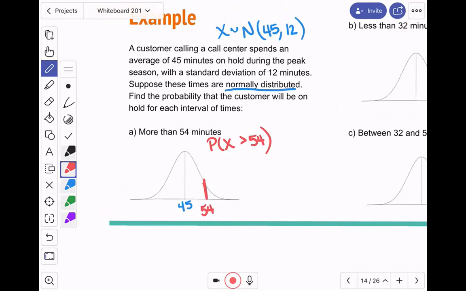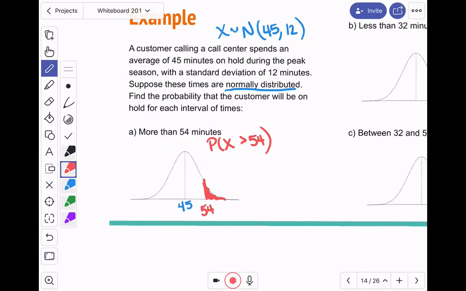And in particular, what kind of area am I looking for? Left, right, or between? To the right. It says more than 54. The symbol says greater than. So I'm going to shade to the right of the curve. Shade to the right-hand side like this.